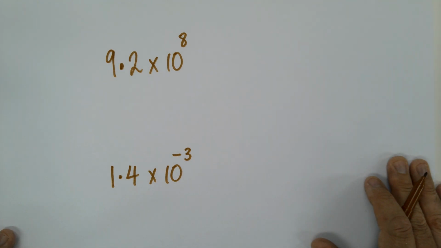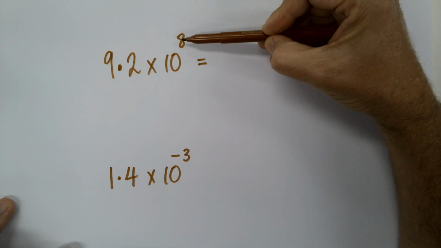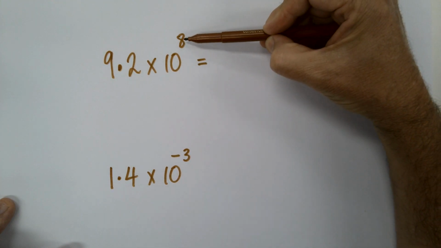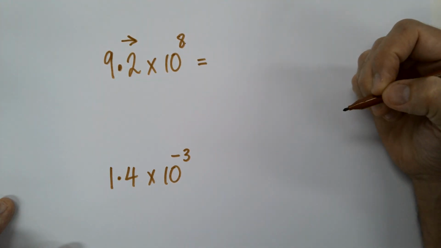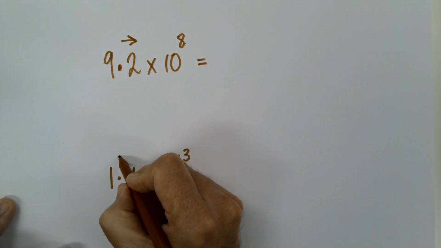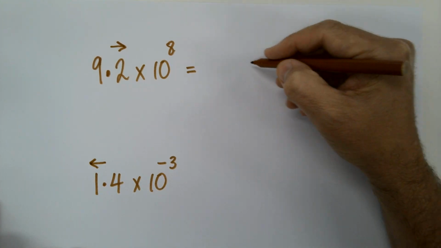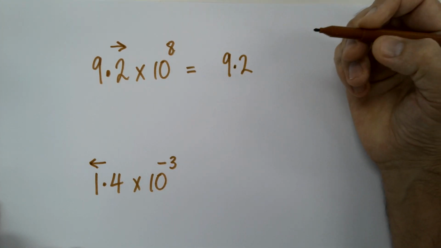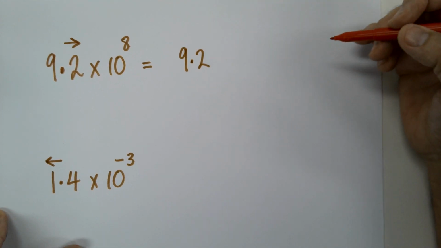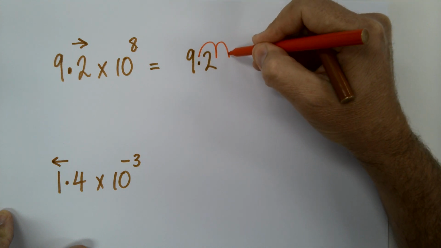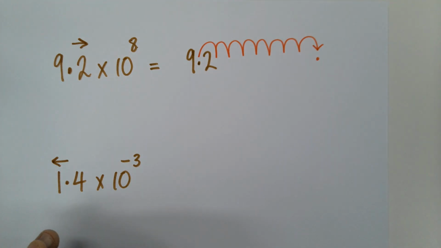Okay, well, assuming that you've done that, let's have a go. This one's got to get bigger because I've got a positive. So note the thought process: it's a positive power, so I've got to move the decimal place in this direction. This one's a negative, so I've got to move the decimal place in that way. So what have I got? 9.2, 8 places. Let's get this page over here so we've got enough room. 1, 2, 3, 4, 5, 6, 7, 8. There's a decimal place there.